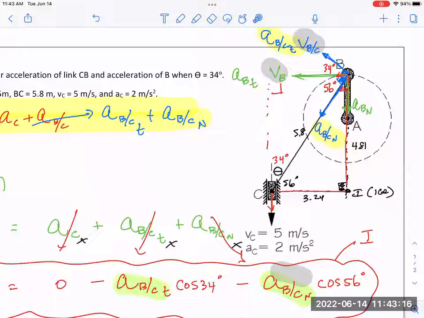And you use the same triangle? No, because this right here, the velocity of it, if this is your radius, the velocity has to be perpendicular to that. So this triangle is only going to work to get us the one we got.